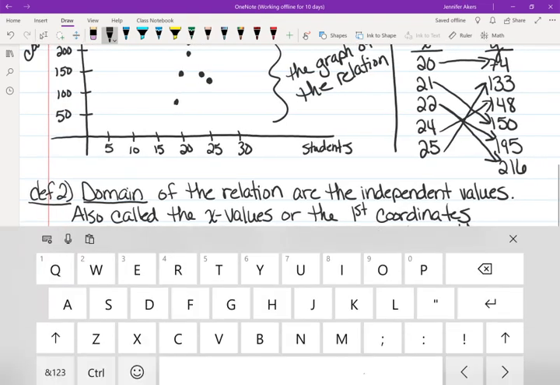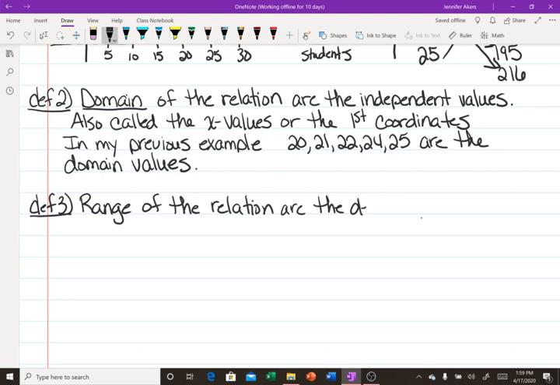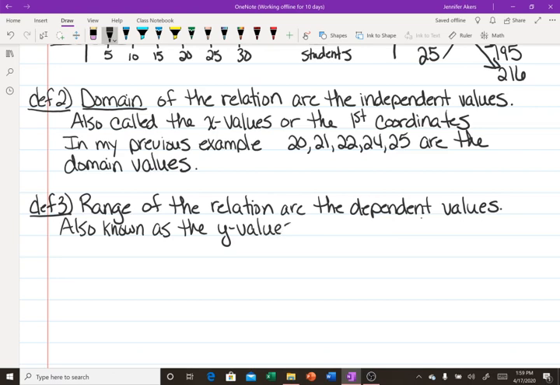Alright, Definition 3. Range of a relation. The range values are the dependent values, also known as the y values or the second coordinates.